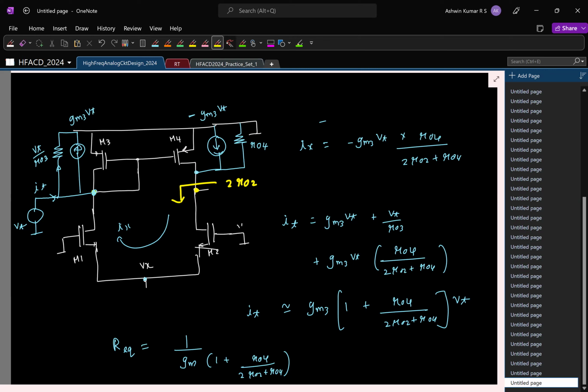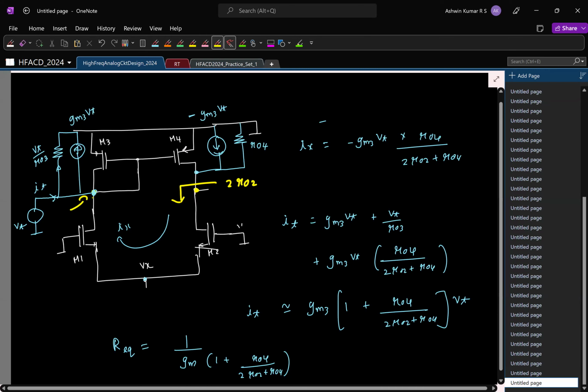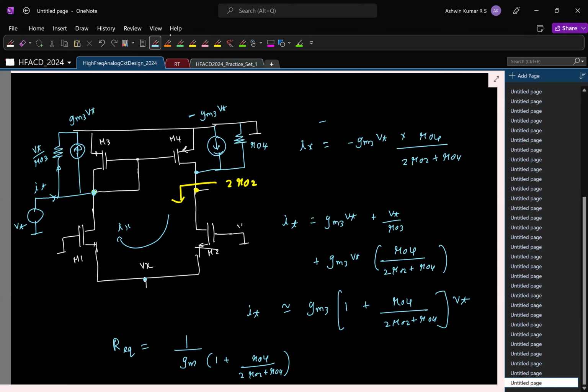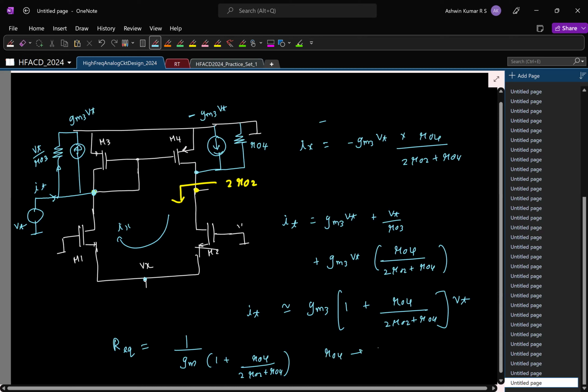It is very tempting to say this impedance is 1 by gm, but it's completely not the case. In fact, here, if I take a degenerate case where, say, R04 alone tends to infinity, what does it tend to? No, no. Can you look carefully?